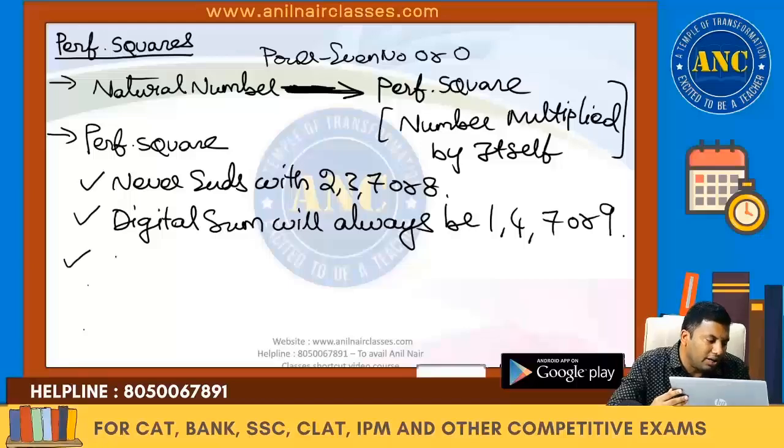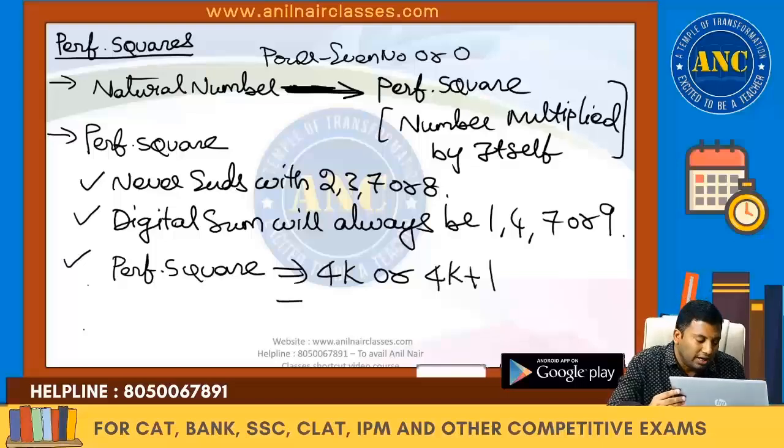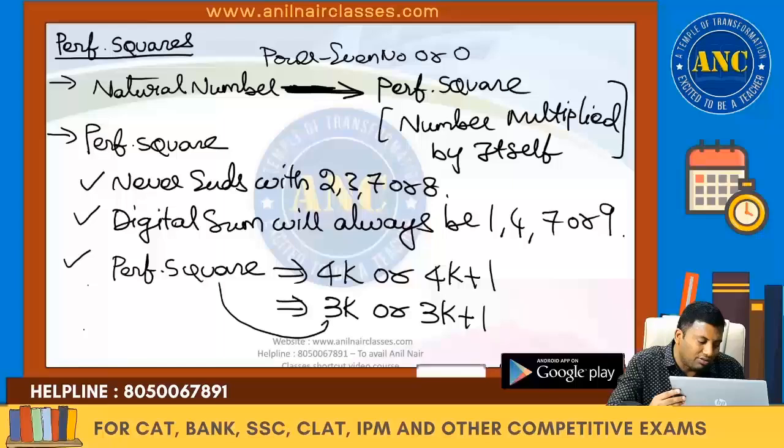Third important key point, a perfect square will always be of the form 4k or 4k plus 1. It can also be of the form 3k or 3k plus 1. Any perfect square will be of this form, 4k or 4k plus 1. The reverse may or may not be true.